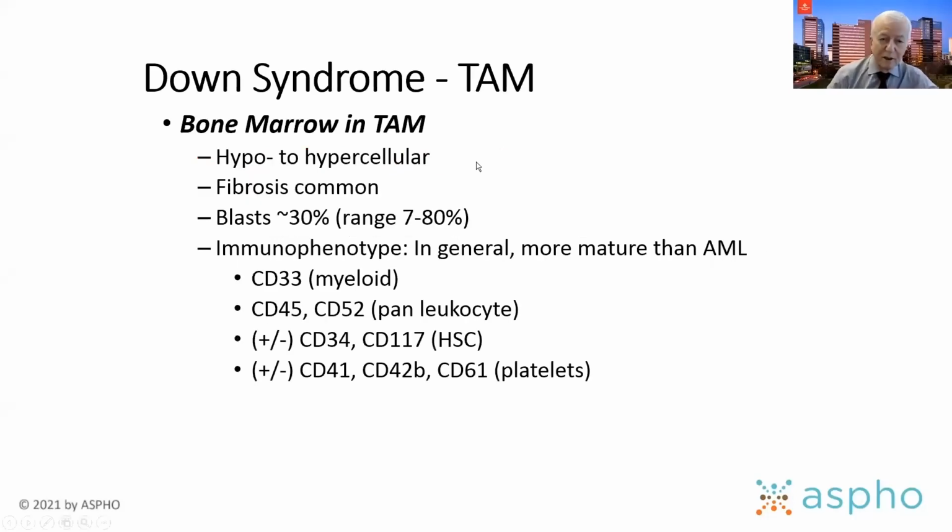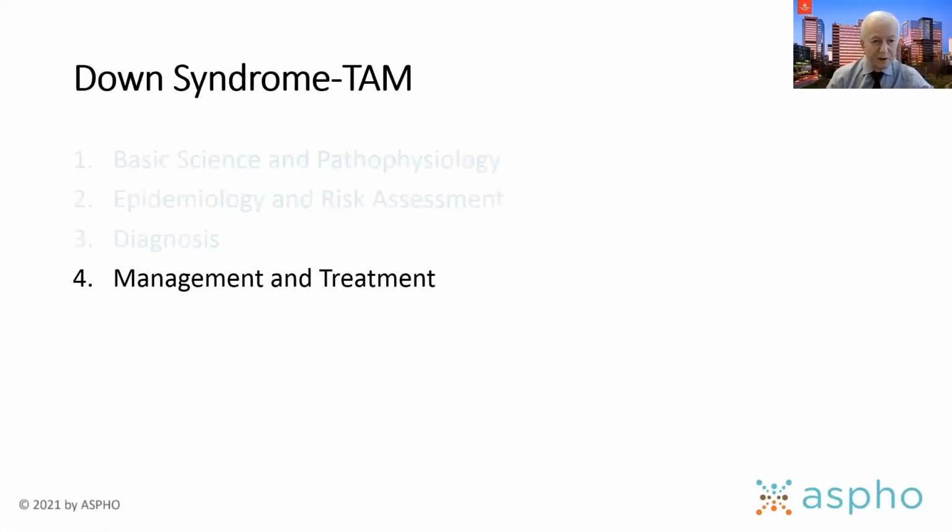The bone marrows in TAM patients can be hypo or hypercellular. And like a lot of patients with megakaryocytic abnormalities, they have fibrosis. There's often a low percentage of blasts in the patients, but they range from 7 to 80%. And the immunophenotype tends to be more mature than a real AML, with CD33 present on these blasts, as well as CD61, which designates a platelet lineage.